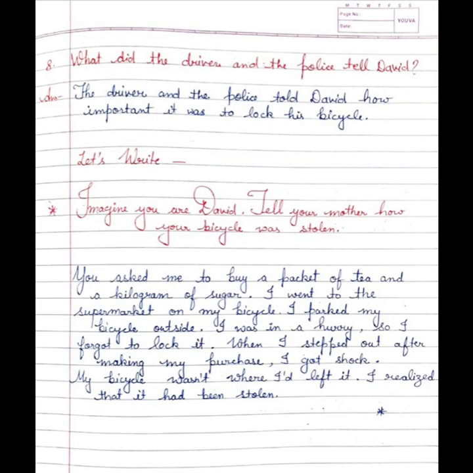Let's do the last answer of the chapter. What did the driver and the police tell David? So as the last in the story, David learnt a lesson. What he learnt? The driver and the police told David how important it was to lock his bicycle. So उन्होंने बताया कि it's very important to lock your bicycle, because जब आप lock करना भूल जाओगे तो आप बड़े हो गए, तो आप कोई और bike या car लोगे तो आप उसको भी lock करना भूल जाओगे, and it may be possible it was stolen again. So it's very important to lock your things, whatever are important for you. So this one is done.